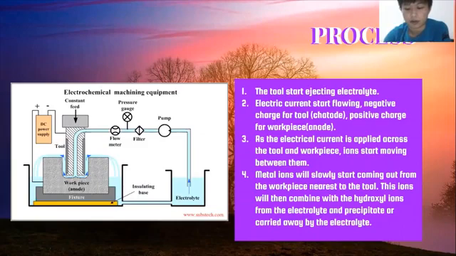These react with chloride ions to form ferrous chloride, and with hydroxyl to become iron hydroxide, while the sodium in the electrolyte reacts with the hydroxyl to become sodium hydroxide. This ion will then combine with the hydroxyl ions from the electrolyte and precipitate or be carried away by the electrolyte.